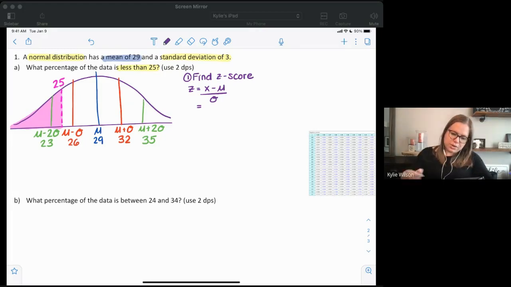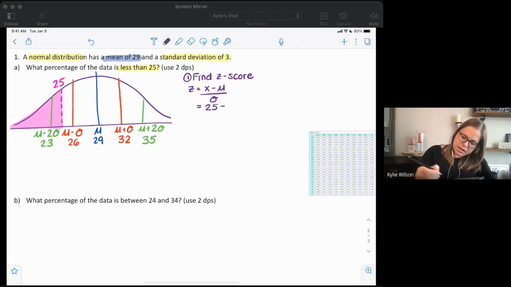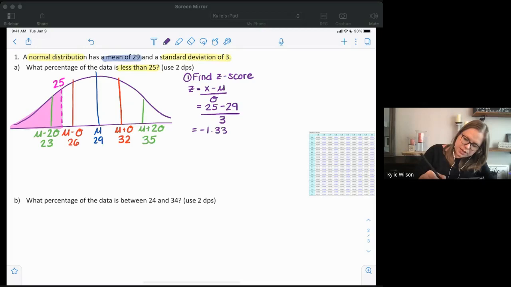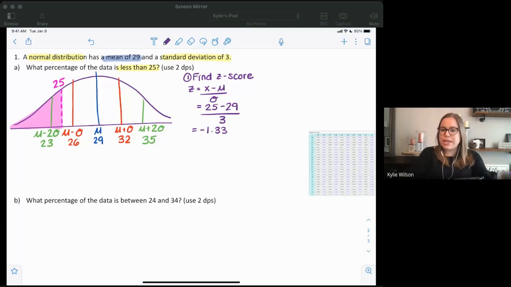So our data point is 25 minus our mean, which is 29, divided by our standard deviation, which is 3. Now I can put this into my calculator and I will get negative 1.33. Now what this number means is that the data point 25 is 1.33 standard deviations below the mean.